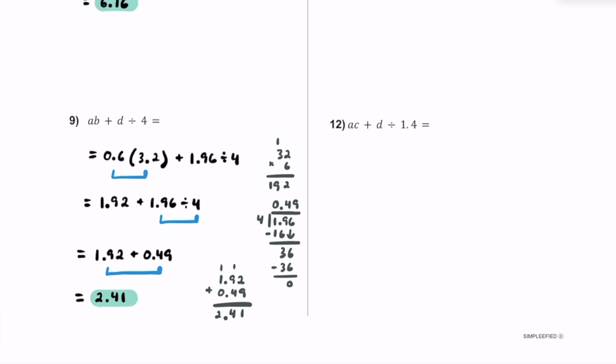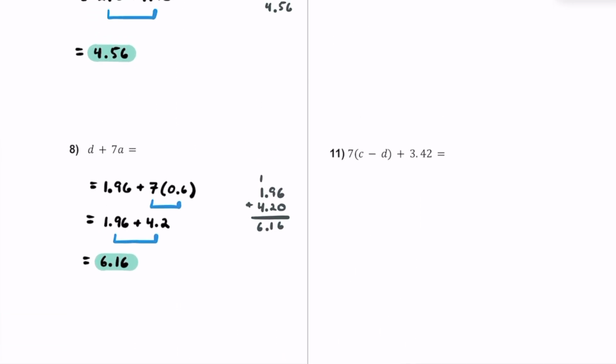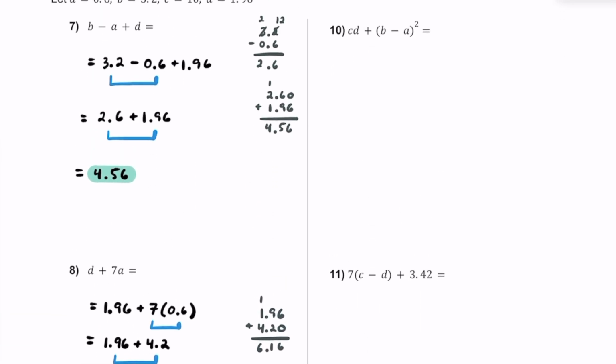All right, let's check out number 10. For number 10, let's go ahead and substitute first here. So C is going to be 10 multiplied by D. D is 1.96. So I'm going to use parentheses to show the multiplication. Plus we have this quantity of B minus A. That's going to be 3.2 minus 0.6. This whole thing is going to be squared.